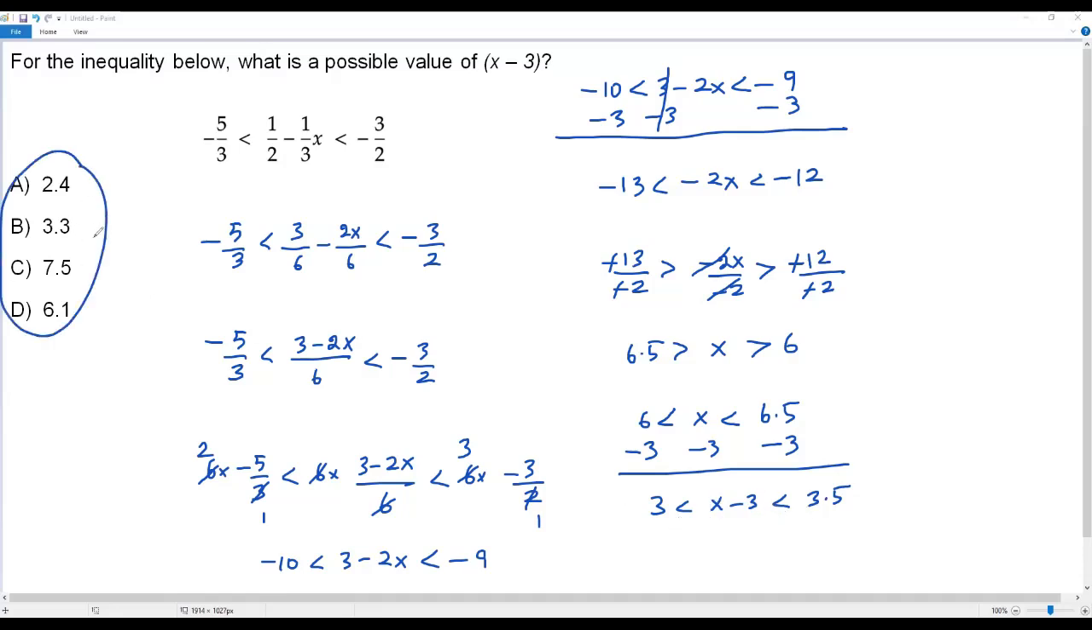Among the given answer choices, in option B we have 3.3. So this is the only value we have between 3 and 3.5. So the possible value of this expression x - 3 is 3.3. So the correct answer choice for this question is option B.